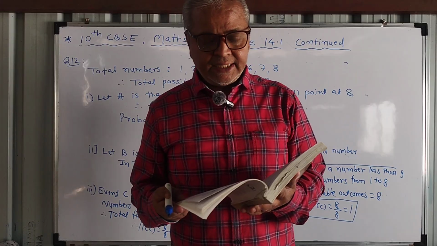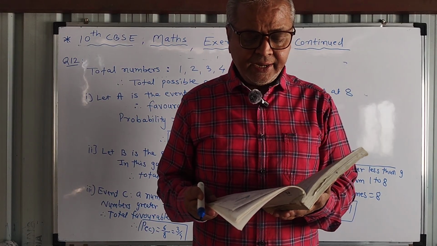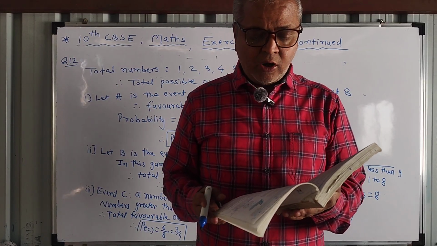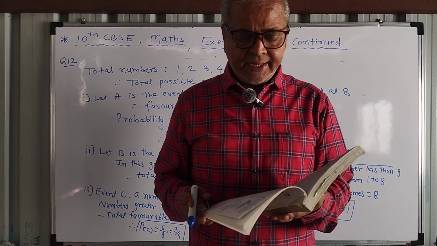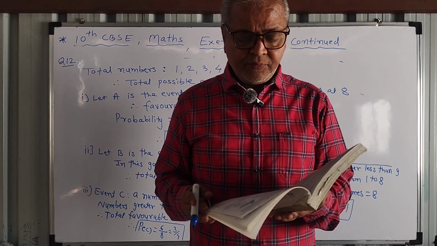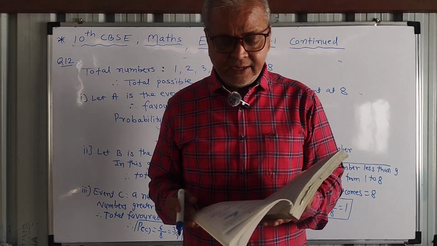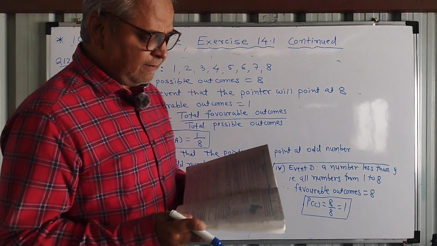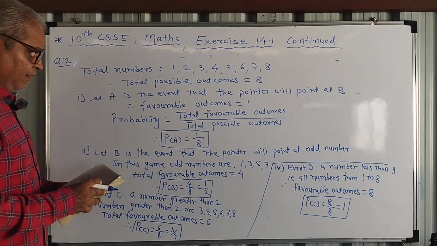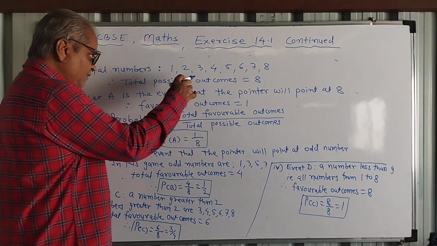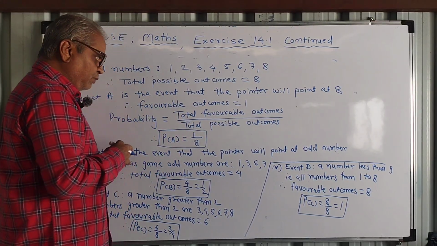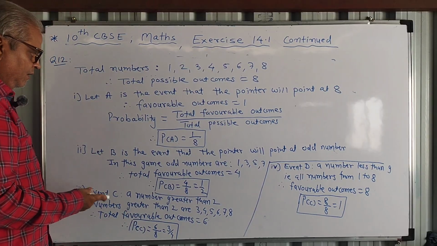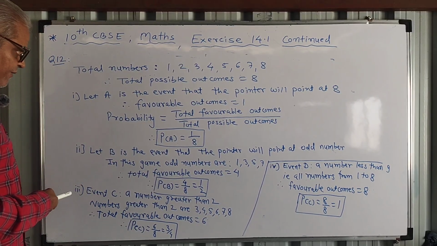What is the probability that it will point at 8, second an odd number, third a number greater than 2, and fourth a number less than 9. Very simple question. As there are 8 numbers 1, 2, 3, 4, 5, 6, 7, 8, so total possible outcomes are 8. Now there are 4 events.